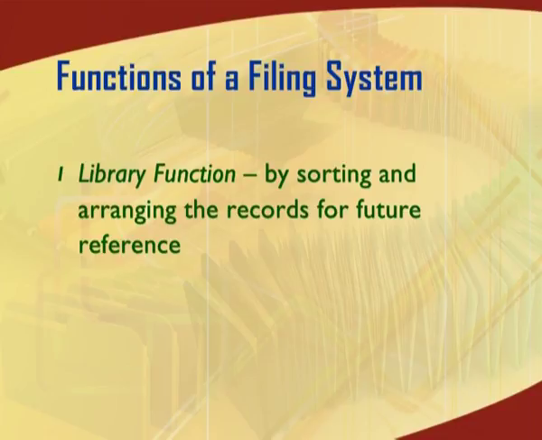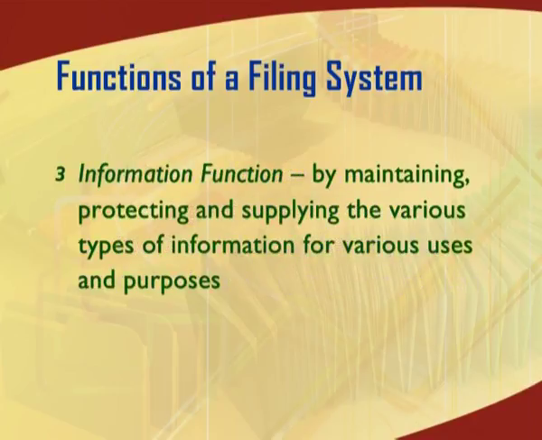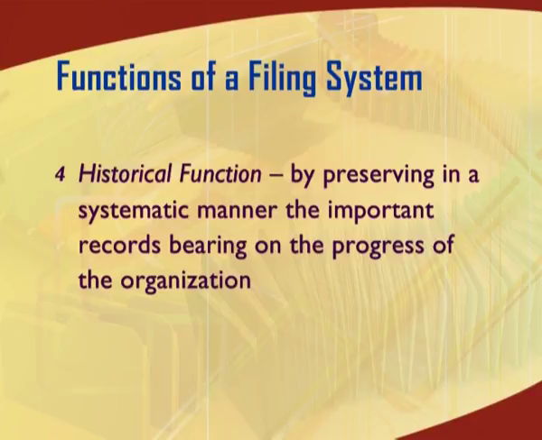1. Library function. By sorting and arranging the records for future reference. 2. Administrative function. By maintaining records of previous decisions and thereby helping the executive in framing business policies. 3. Information function. By maintaining, protecting, and supplying the various types of information for various uses and purposes. 4. Historical function. By preserving in a systematic manner the important records bearing on the progress of the organization.